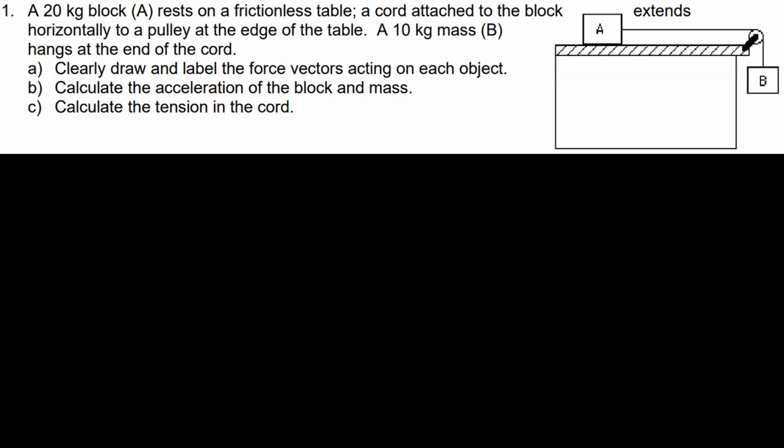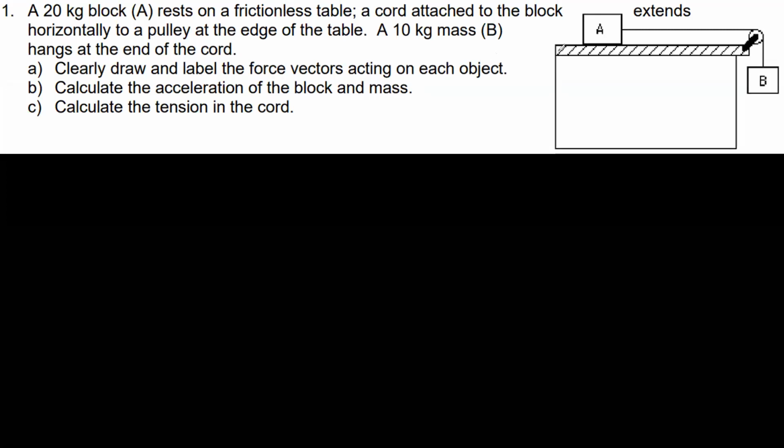So for number one, we got a 20 kilogram block on a frictionless table. So one of the things I'm going to try and do is highlight some of the things you should be noting as you go through here. So frictionless table is a very important concept. All right, so a frictionless table here, very important. Cord attached to the block horizontally at the edge of the table. 10 kilogram mass hangs at the end of the cord.